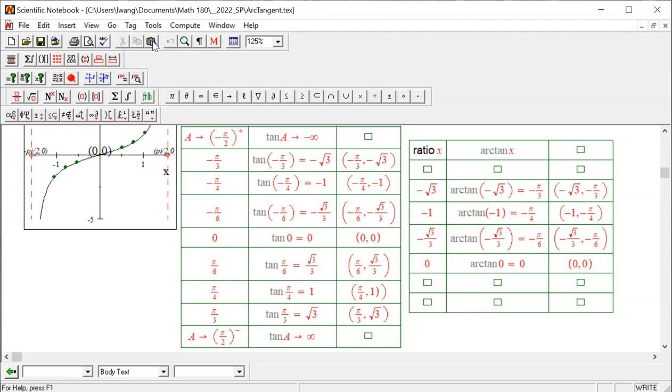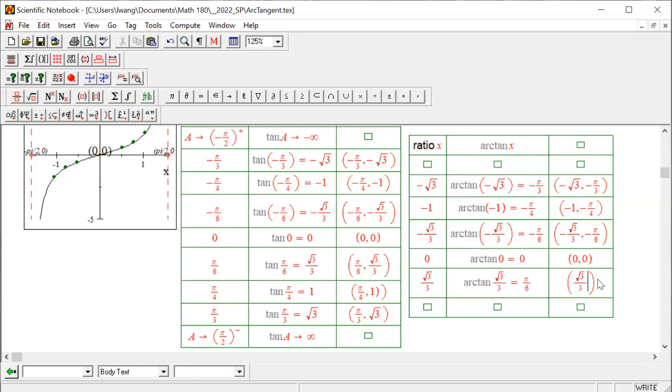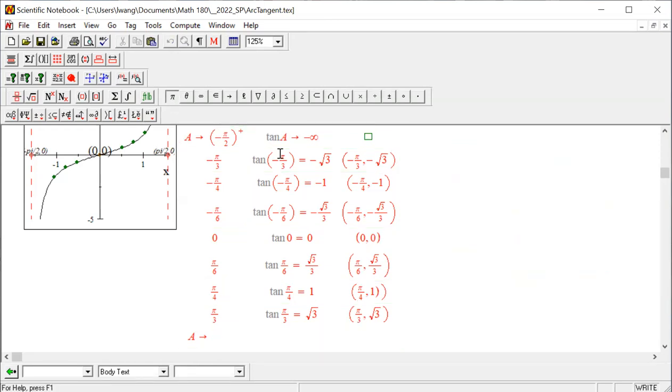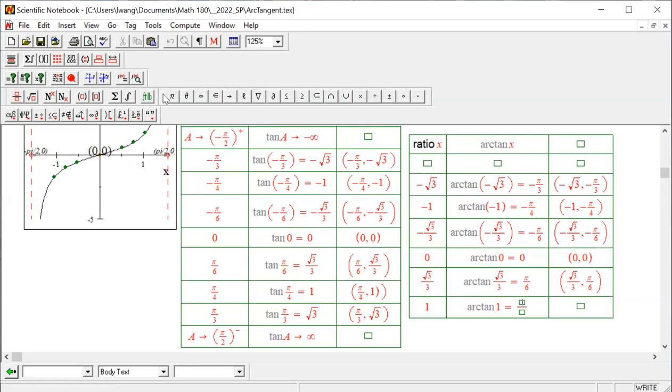And for this one, swap after swap, it doesn't make any difference, but there's still a swap between angles and ratio. So keep going. Root 3 over 3 now is the ratio, and arctan of that ratio is going to equal pi over 6. You can see the swap. Input and output swapped. That is the implication. So arctan of 1 equals pi over 4.